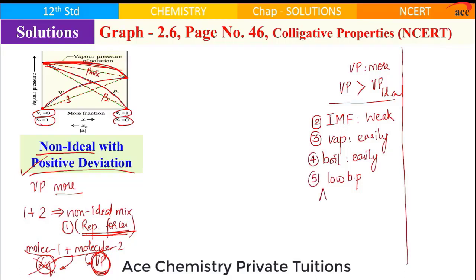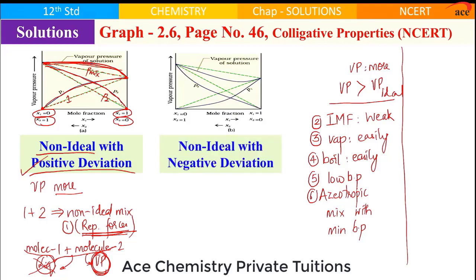Then such a mixture can eventually form an azeotropic mixture with minimum boiling point. So the same graph will be there for an azeotropic mixture with minimum boiling point. That was the graph for non-ideal mixture with positive deviation. The next graph that you are able to see is non-ideal mixture with negative deviations.